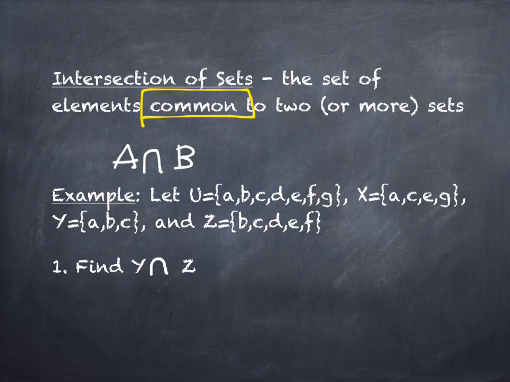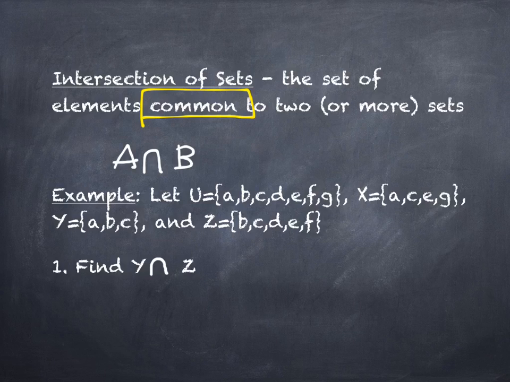Okay, so we have a universal set U. It has items from A to G in it. We have a set X, which is A, C, E, G, a set Y, which is A, B, C, and a set Z, which is B, C, D, E, and F. And the question asks us to find Y intersect Z.